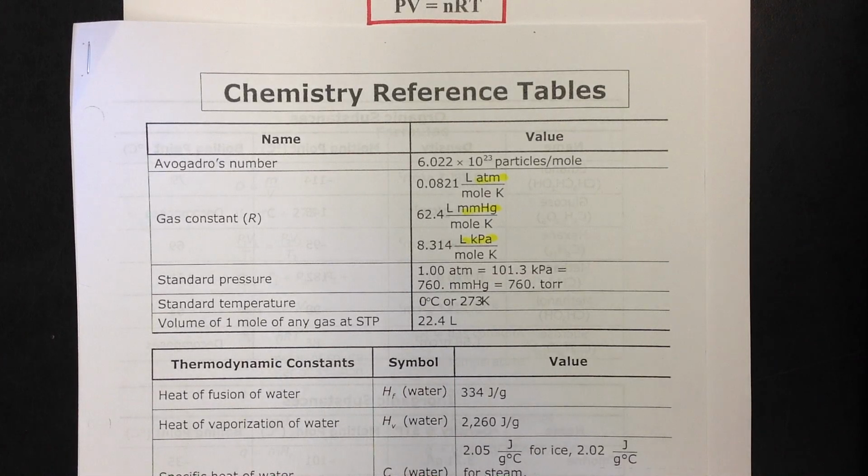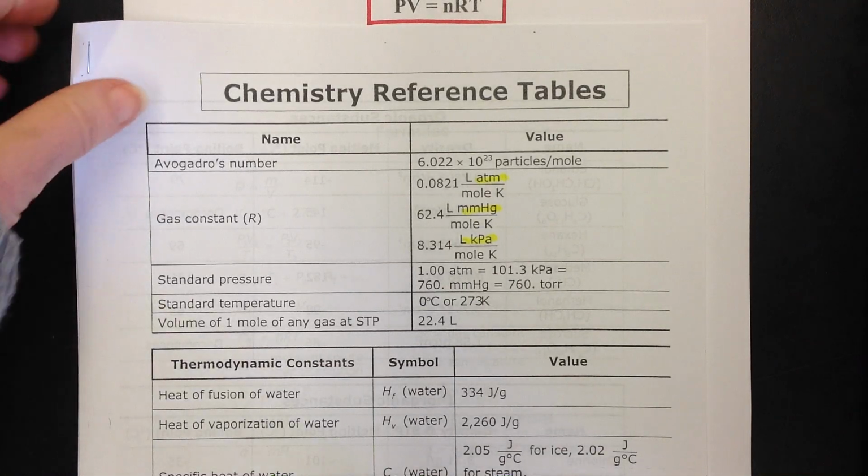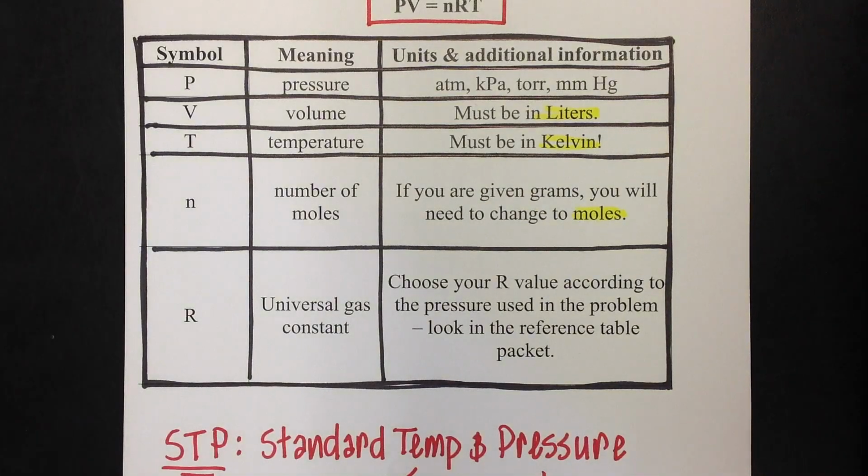It's very easy. So the R value is a constant. That is typically something, if you don't know it, you can look it up, unless maybe you're taking a test and your teacher has asked you to memorize it.